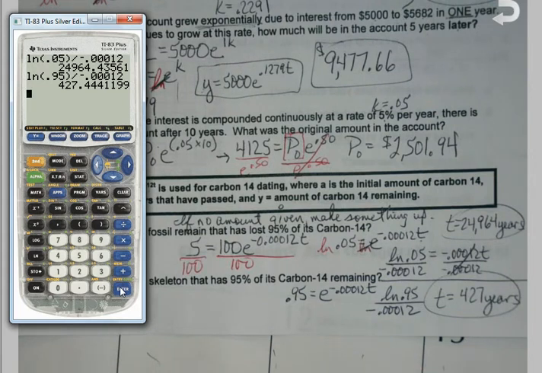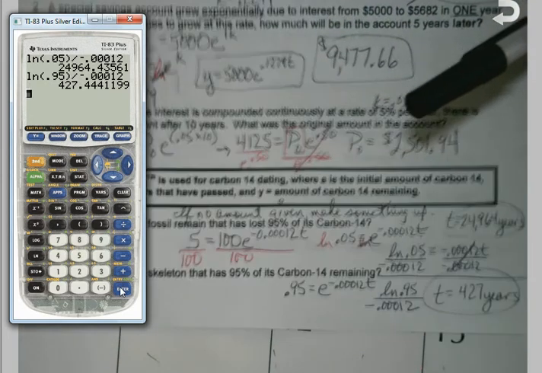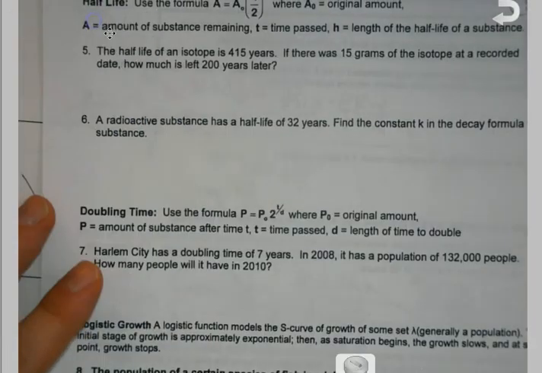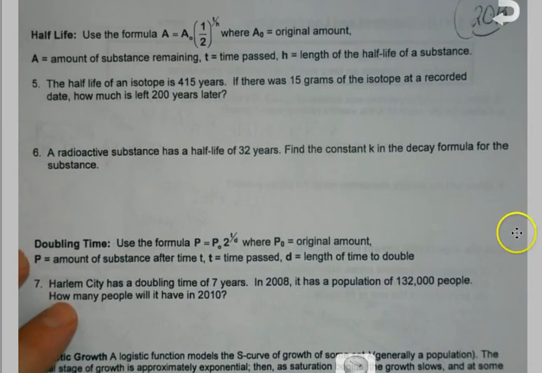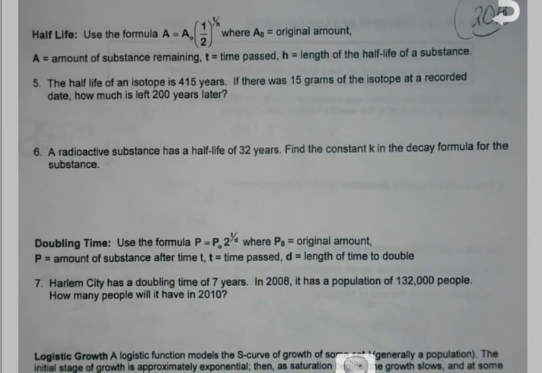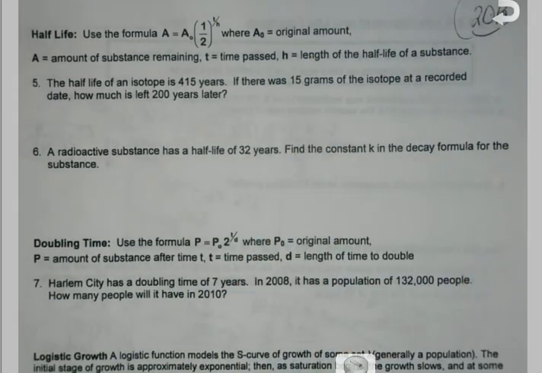The one last part I want to get to here today, because I think I'm going to end up doing logistic growth tomorrow, is we're going to flip ourselves over here. Half-life formula, this one shows up a bit more often, where we've got this original amount, we've got the time that's passed, and we have the length of the half-life, if we're given it.